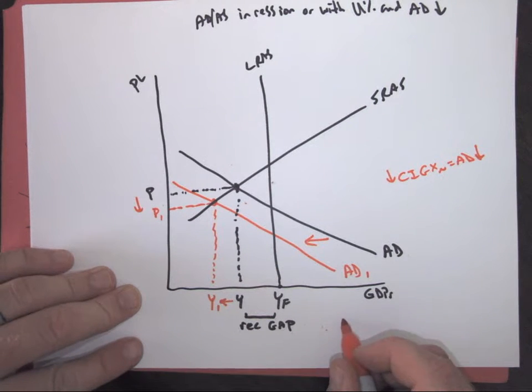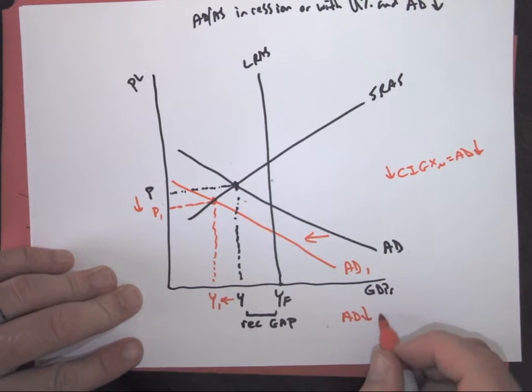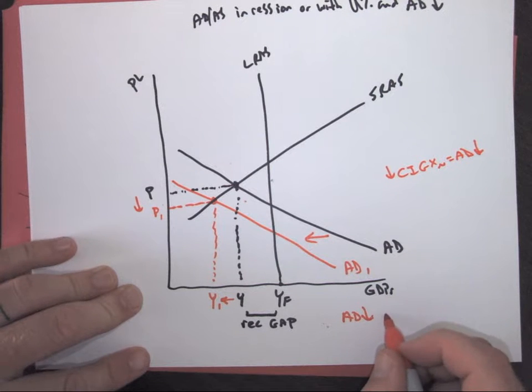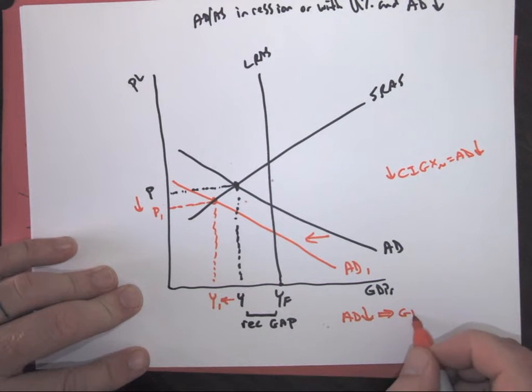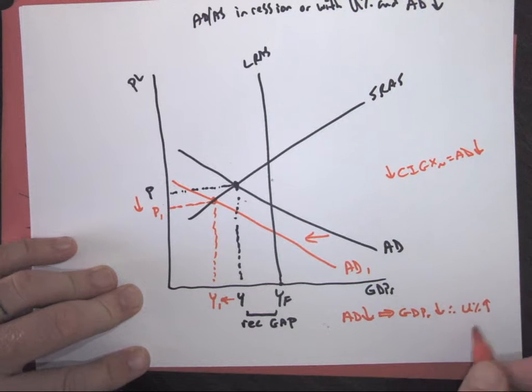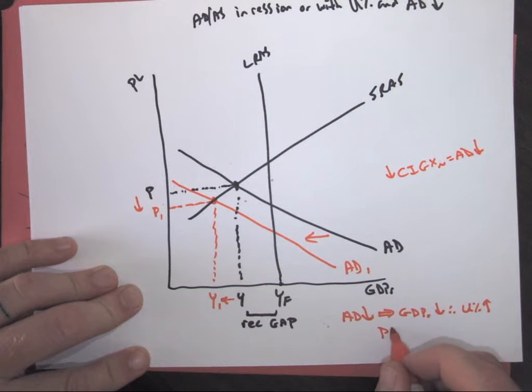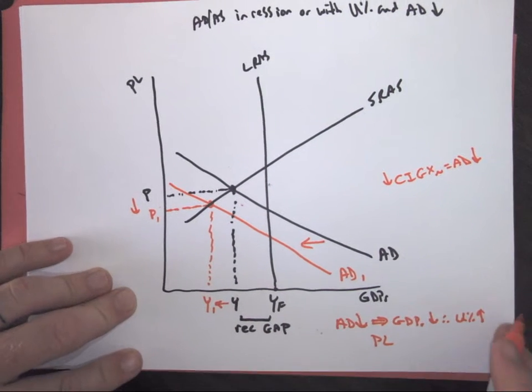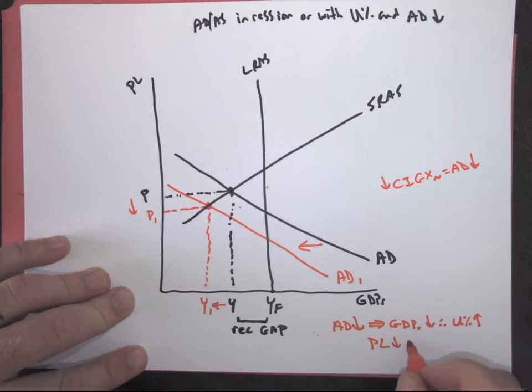So what happens is aggregate demand is going to decrease, and that's going to lead to GDP decreasing. Therefore, unemployment is actually going to increase. Price levels, over here I can see that they drop. Therefore, inflation is going to keep dropping.